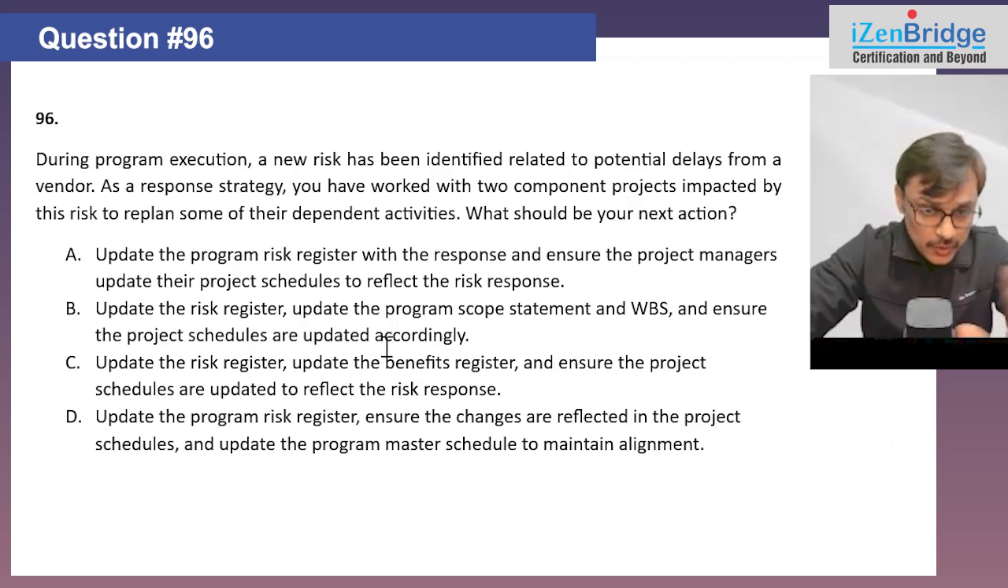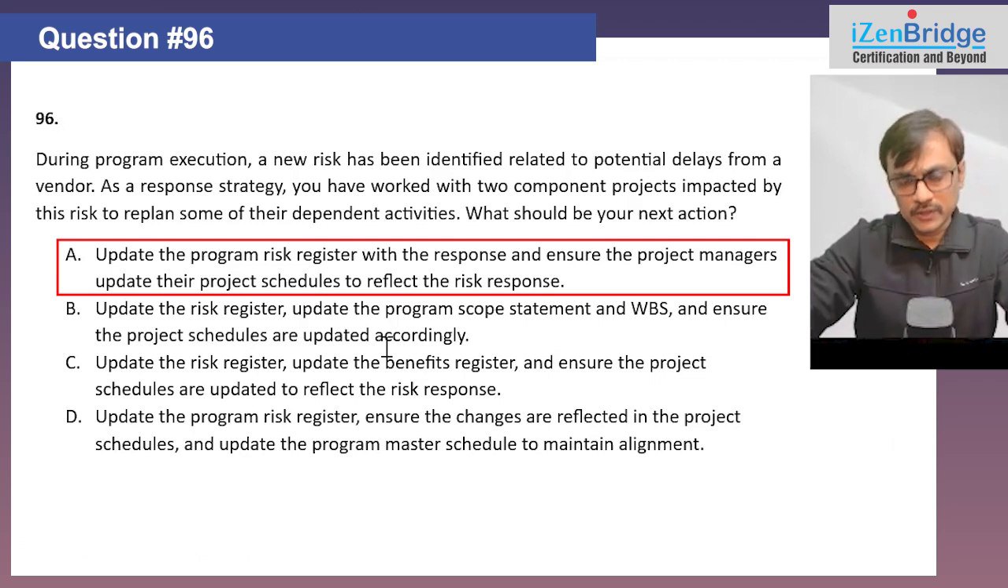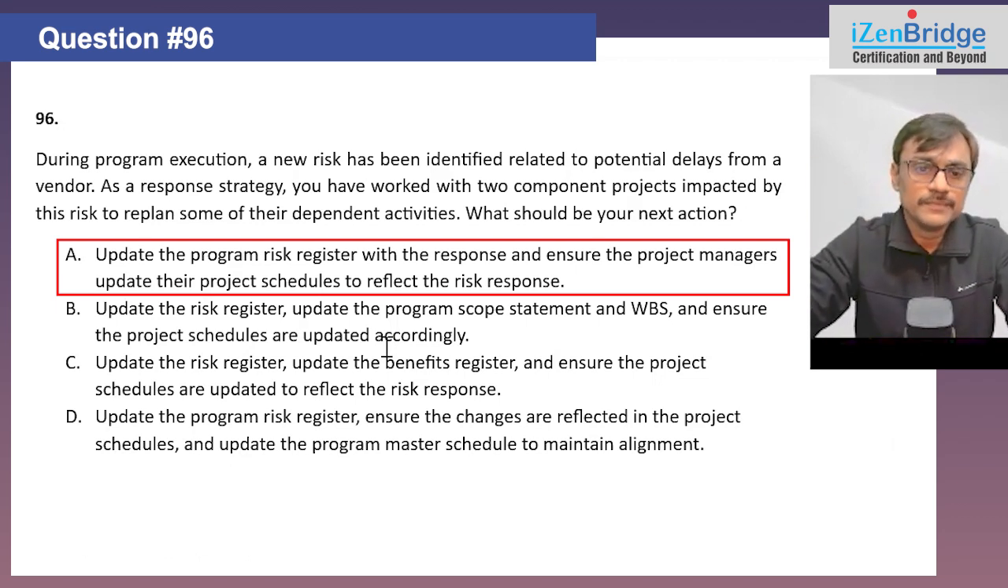Yeah, that's the question. Okay, option A, update the program risk register with the response and ensure the project managers update their project schedule to reflect the risk response. Good idea. That's something I should do. I need to make sure that I update the program level risk, and I also need to ensure that project managers update their respective schedules because their dependencies are getting impacted.